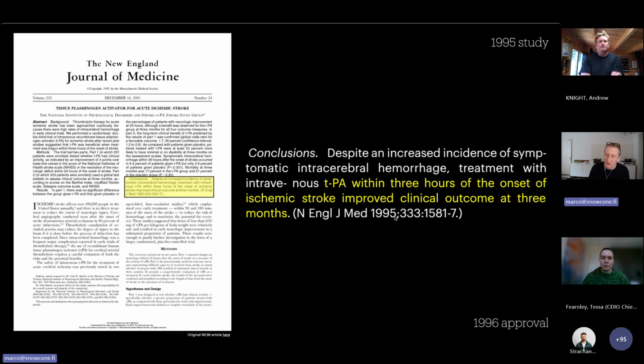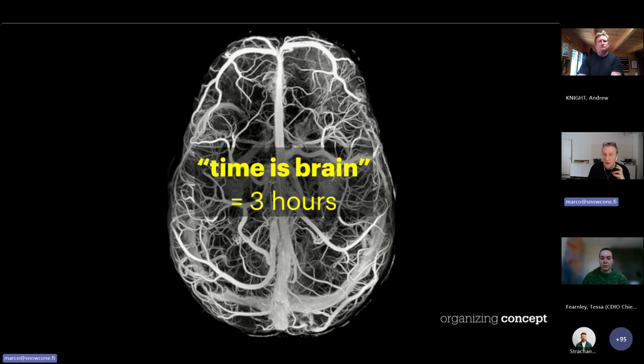We need to get patients into door to needle, is what they talk about. The moment you leave the door to needle, how quick is that? And that needs to be under three hours, right? And so the mantra was time is brain, and that's the 3-hour thing.